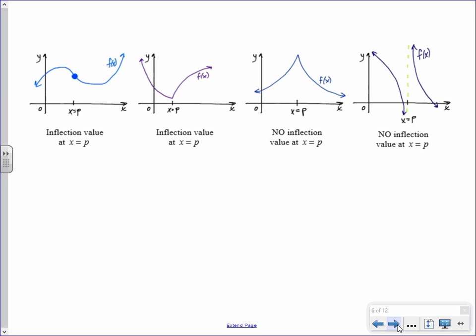Here, we're going to get a 0 or undefined for our second derivative, but we don't switch concavity, so it is not an inflection point. You see how it's concave up on both sides? Here, we have concave down and concave up, so the concavity switches, but it switches at the asymptote. An asymptote can't be a point of inflection. It changes concavity, but it's not an inflection point.